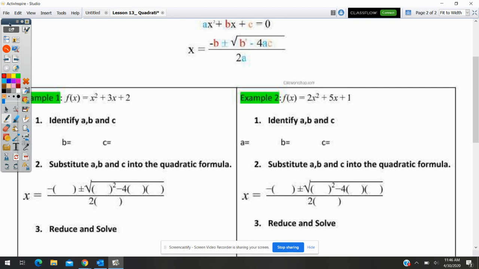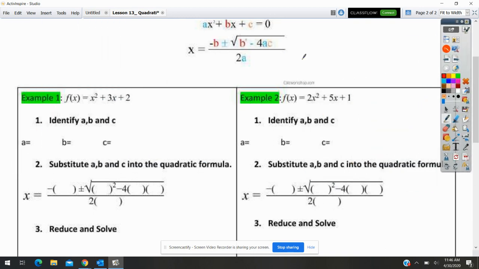So for the first one, our a value is the coefficient of x squared, so that's an invisible 1. b is the coefficient of the middle term, which is 3. And c is the constant at the end, which is 2.